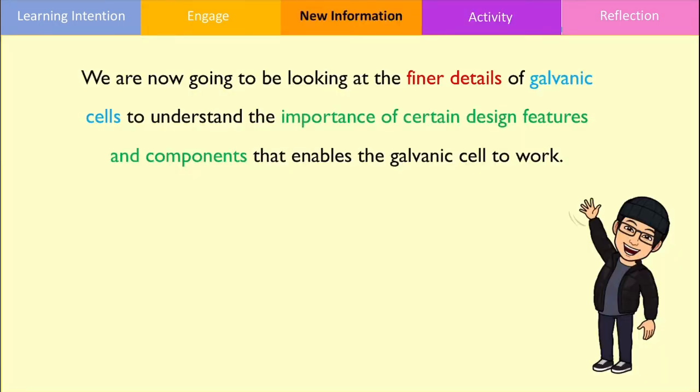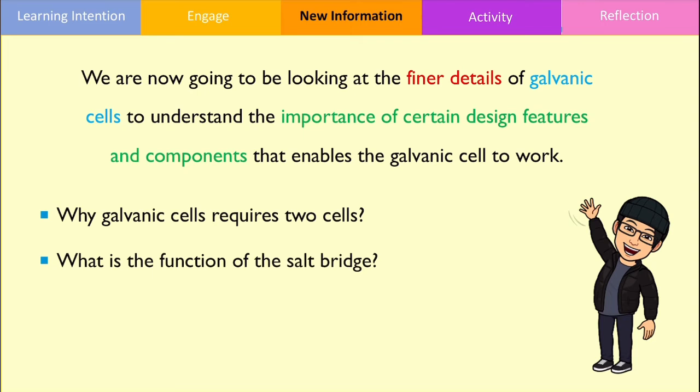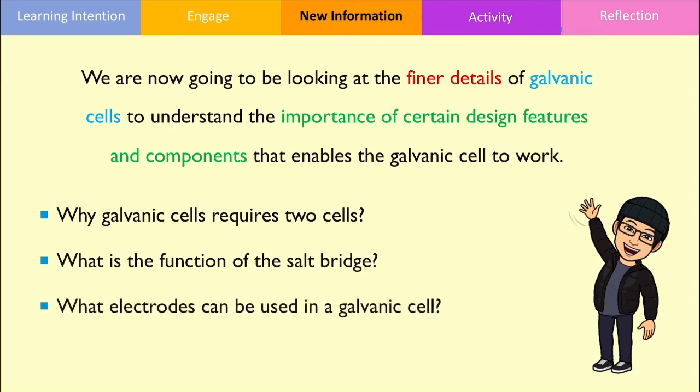We're now going to be looking at the finer details of galvanic cells to understand the importance of certain design features and components that enable the galvanic cell to work. So we're going to explain why galvanic cells require two separate half cells. We're going to understand the function of the salt bridge, and lastly, we're going to look at what electrodes can be used in a galvanic cell.